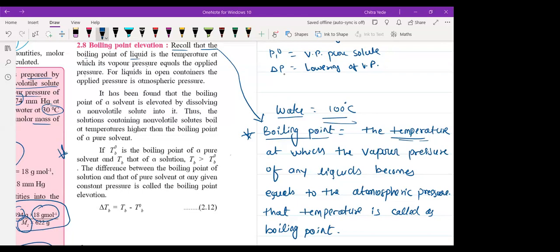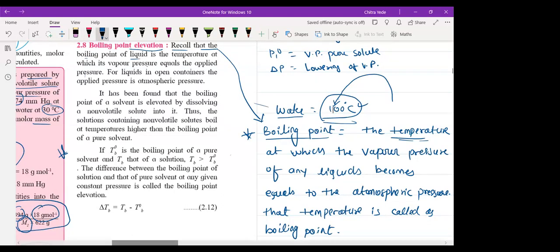Now, how does the boiling point get elevated, meaning how is it going to increase? Suppose we have water, and we know the boiling point of water is 100 degrees Celsius. But suppose we add a non-volatile solute here. If you add a non-volatile solute, the vapor pressure of that solution is going to decrease, due to which the boiling point changes. Let me make you understand with the help of an example.